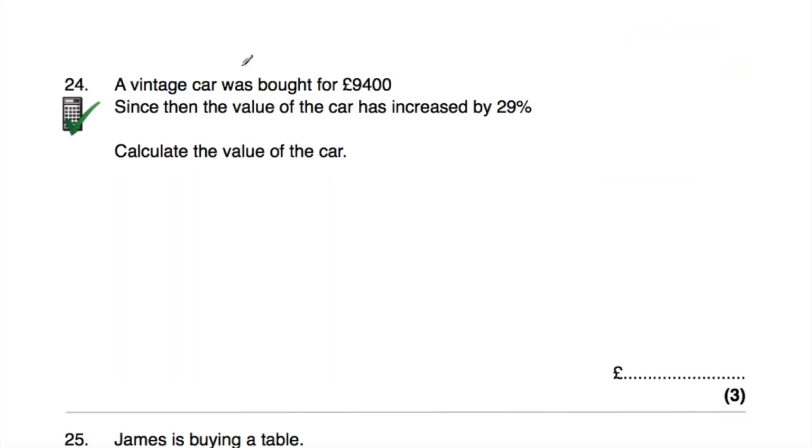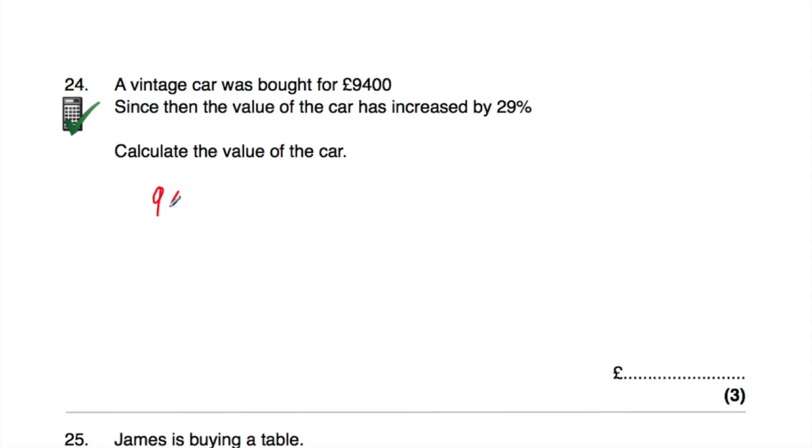Okay, let's look at our next question, question number 24. So question number 24 says a vintage car was bought for £9,400 and since then the value of the car has increased by 29%. Calculate the value of the car. So we want to increase the value of the car by 29%. So let's work out what 29% is and then just add that on.